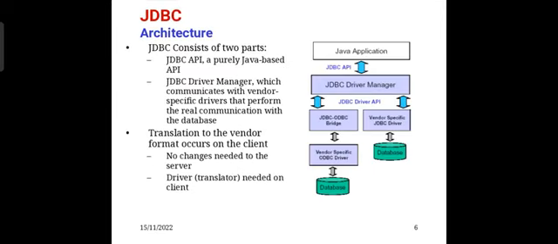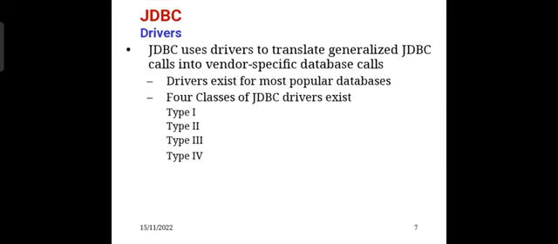JDBC architecture contains the three-tier architecture. First the Java application; in between the Java application and the database, the JDBC driver manager is there, and ODBC. ODBC is nothing but Open Database Connectivity. It acts as a bridge or API between the Java application and the database. Drivers come under four categories: type 1, type 2, type 3 and type 4.